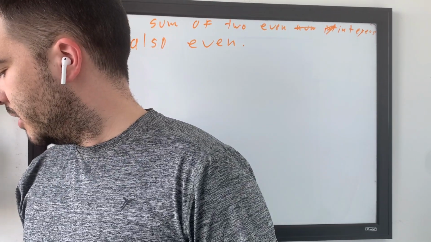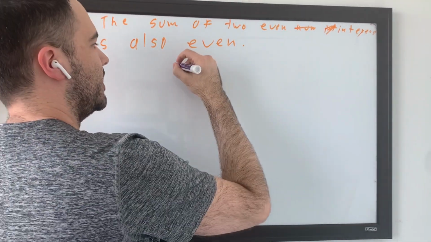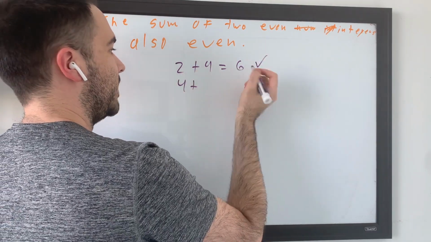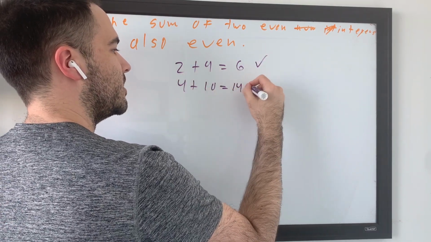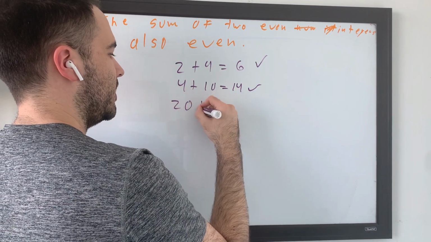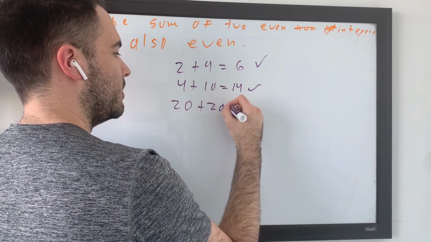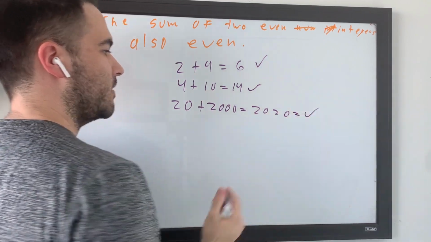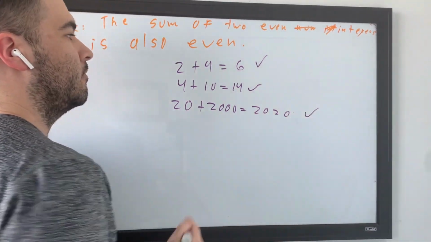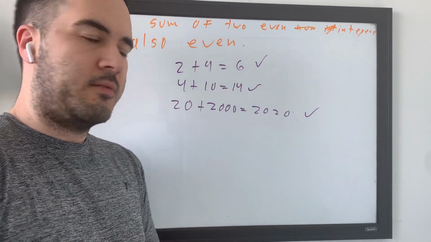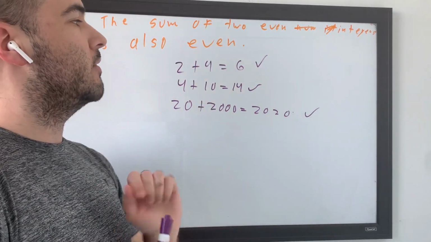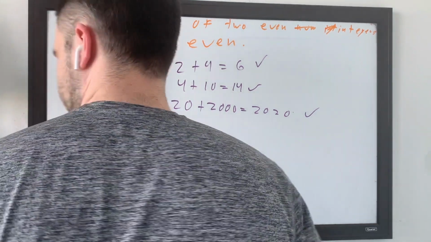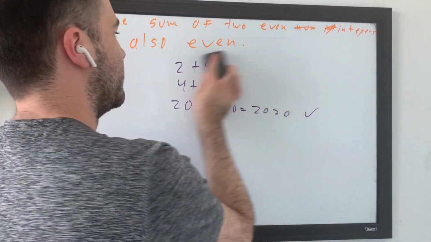So this makes sense when we go through some examples. 2 plus 4 is 6, which is even. 4 plus 10 is 14, which is even. 20 plus 2000 is 2020, which is also even. So we see from just looking at some initial examples that this is probably going to be true. So let's try to see if we can prove it using the forward-backward method.